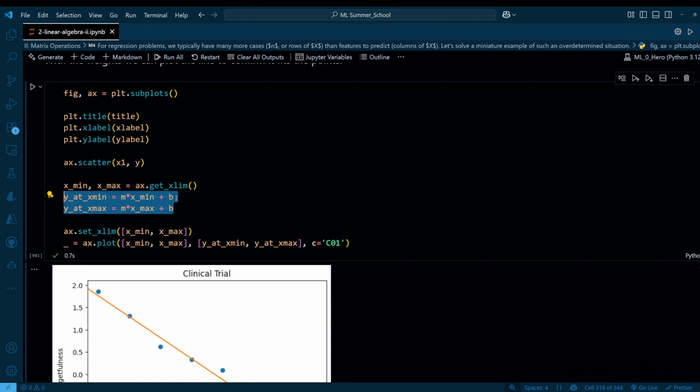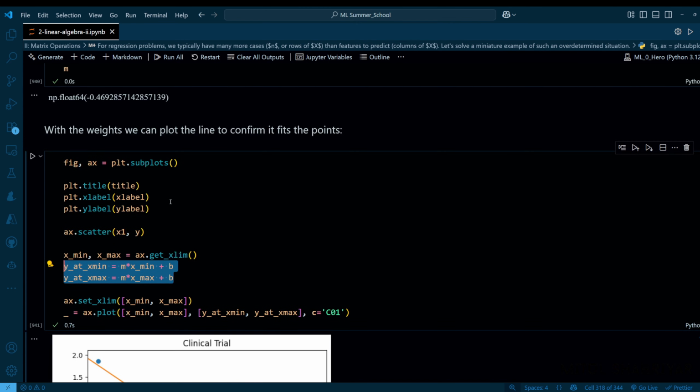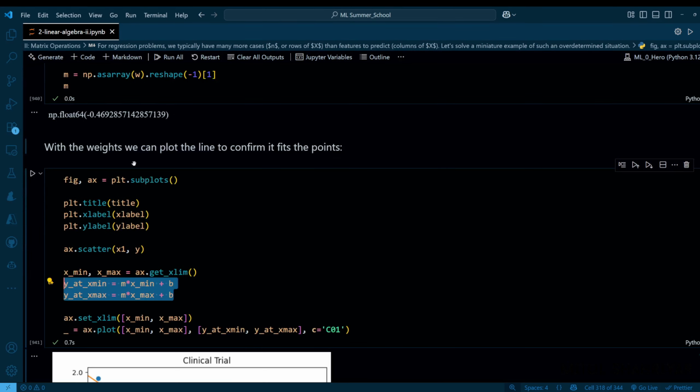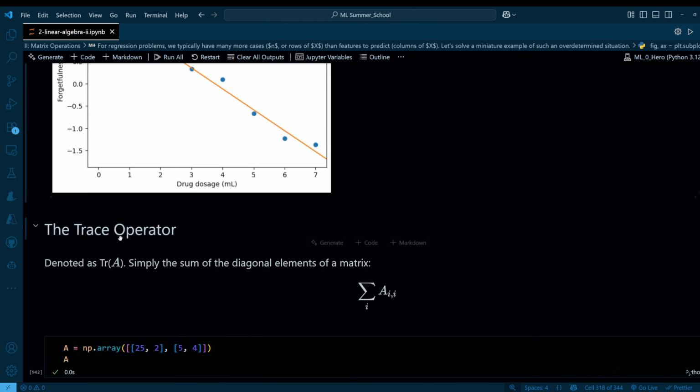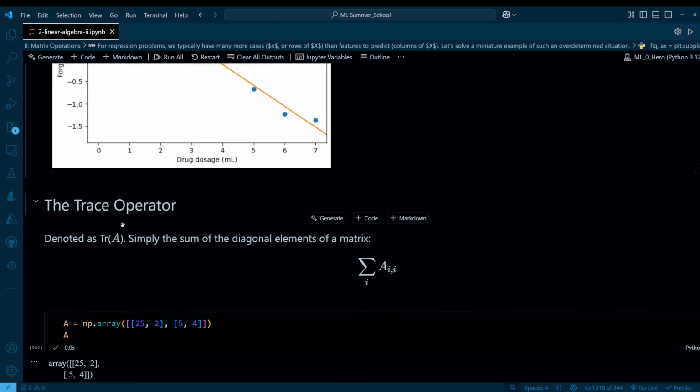You can just change it from b to c, and you have to change here as well. Then if you just do that, we will get this line. Now if someone comes up and says, hey, I want to give 4.5 doses, then using this line, we can easily get how much the forgetfulness score is going to be. Great, interesting, right? Now let's talk about the trace operator.